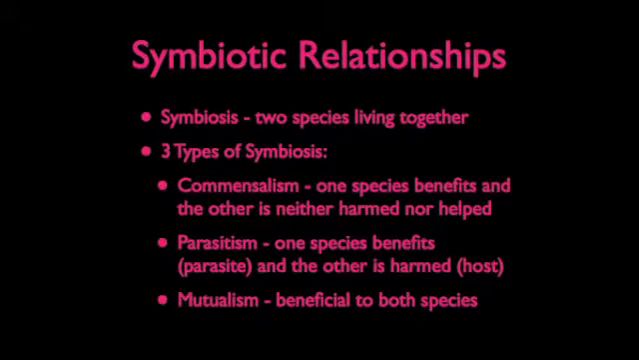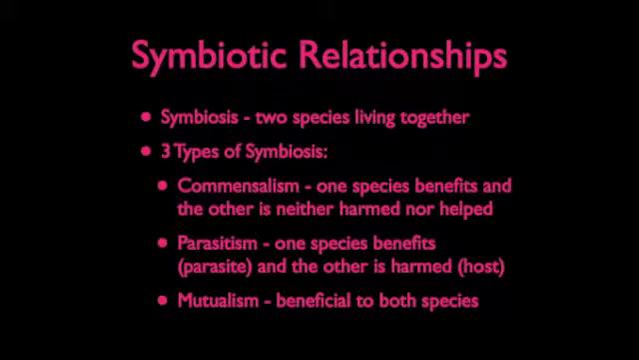Symbiosis is two species living together. There are 3 different types of symbiosis that we're going to talk about. As I go over it, I want you to fill in the chart below with the information that's given. So the 3 types of symbiosis are commensalism, parasitism, and mutualism.